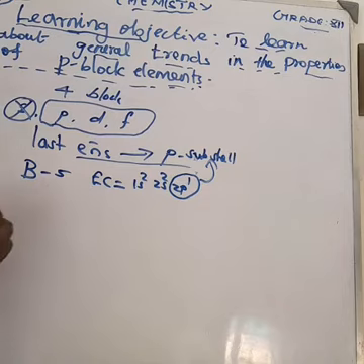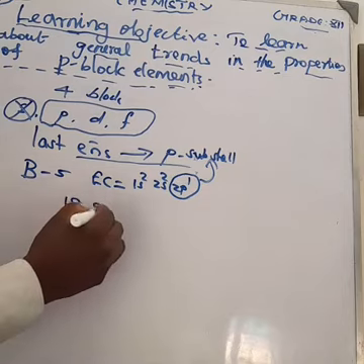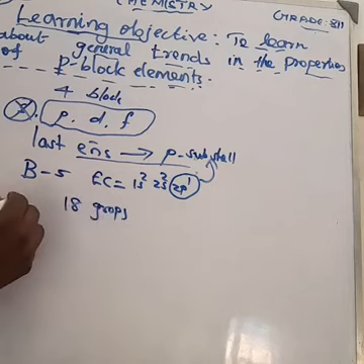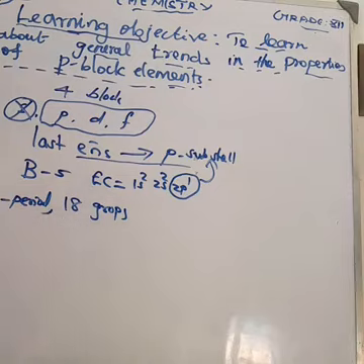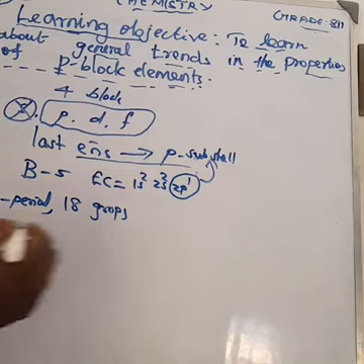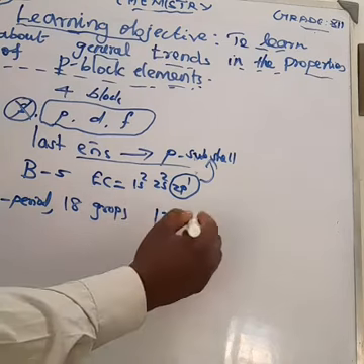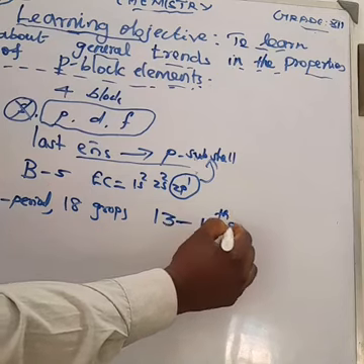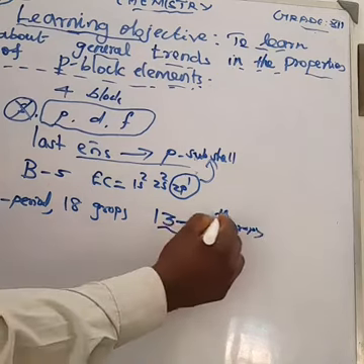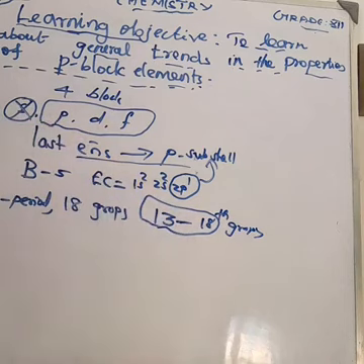We have 18 groups and 7 periods in the modern periodic table. Am I right? Here, in the 13th to 18th groups, the P block elements are found. From the 13th to 18th group, which is the first element in each?